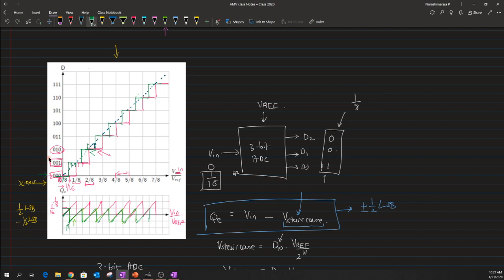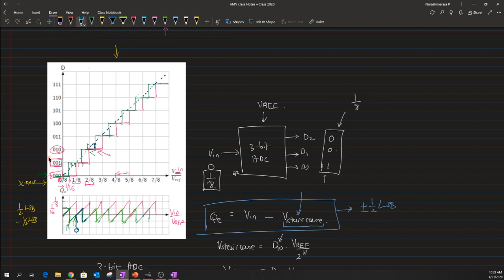Similarly, the moment I reach a value of 1 by 8, when I feed a value of 1 by 8, which is the exact value for which the output is supposed to be 001, then there exists no quantization error between the input and this output. So the error right now corresponds to a value equal to 0 at this point. In a way, I am trying to reconstruct this graph with this new staircase, but there is something that we need to note at the end.